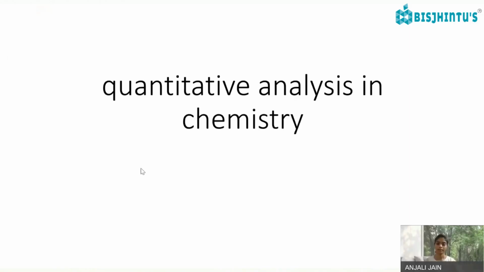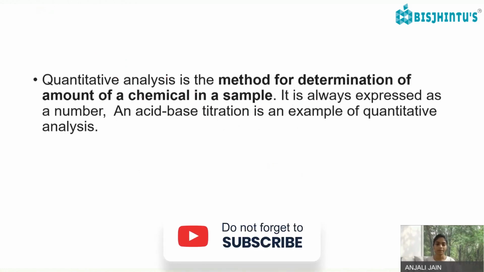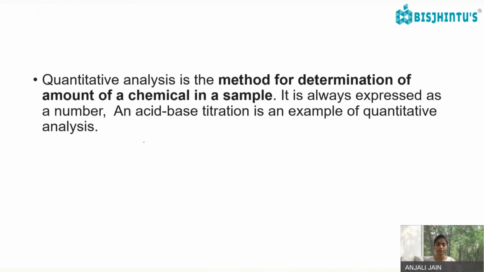Quantitative and qualitative. Okay, so in the first class we had the qualitative, and now we will discuss the quantitative analysis. Quantitative analysis is the method of determination of the amount of a chemical in a sample. It is always expressed as a number, and acid-base titration is an example of quantitative analysis. So if I'm doing an acid-base titration where I'm taking sulfuric acid and sodium hydroxide.